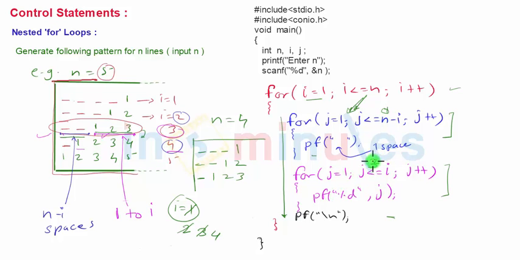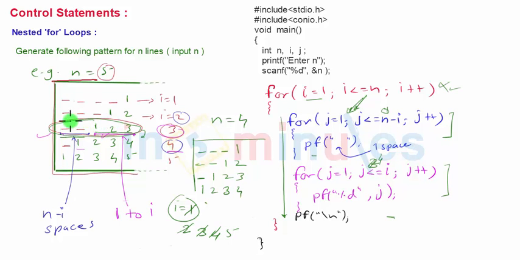So there won't be any space displayed. After that, the pink loop starts with j equal to 1, goes up to 4. The output will be 1, 2, 3 and 4. Then again a new line occurs and i becomes 5, the red loop stops and the overall program stops. So the output will be 3 spaces, 1; 2 spaces, 1 and 2; 1 space, 1, 2, 3; no space, 1, 2, 3, 4.